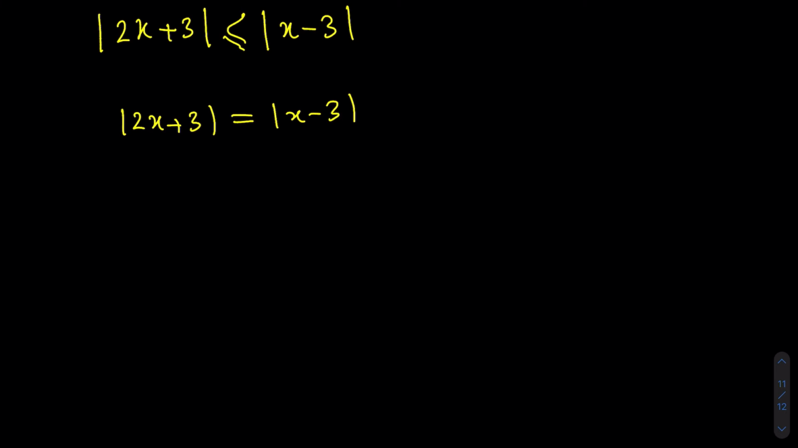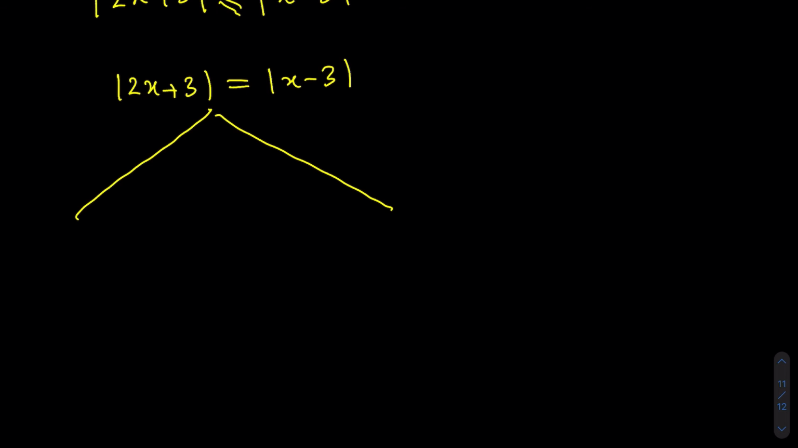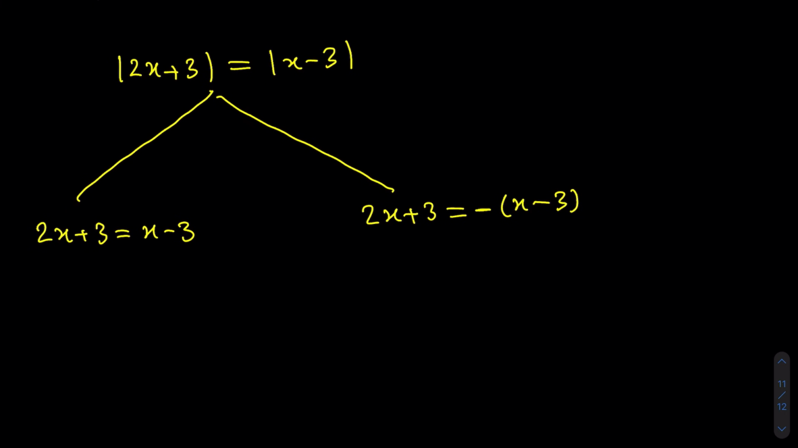And now here we will get two possibilities: 2x + 3 = x - 3, one with the positive and the other one with the negative value, 2x + 3 = -(x - 3). By solving that, here we will get x = -6. This is one of the critical values.